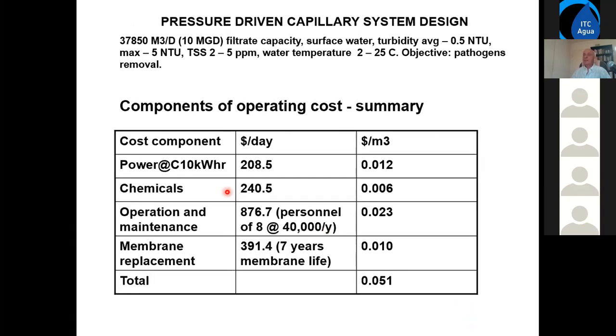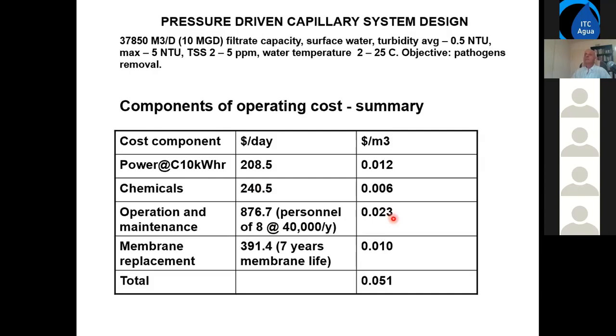So now power, at 10 cents per kilowatt hour, is this number of dollars per day. This is per cubic meter. Chemicals are in a similar range. Operating cost, as you can see, is very high.